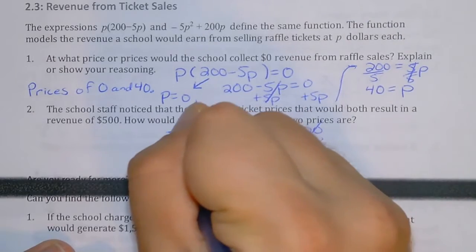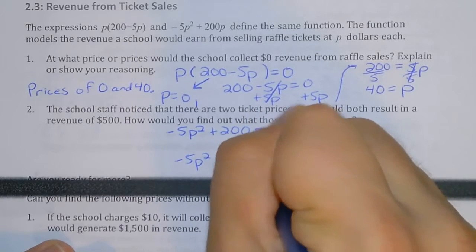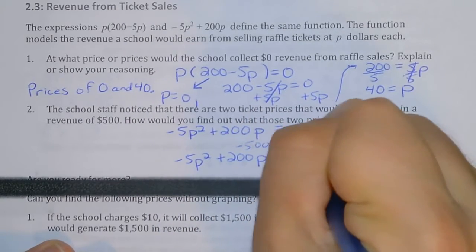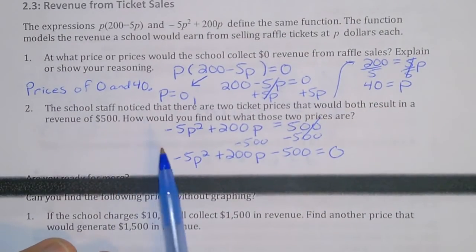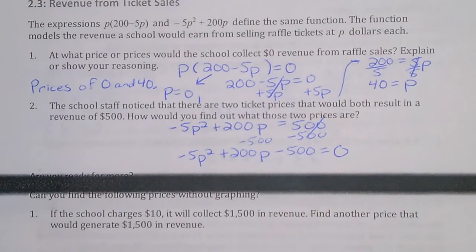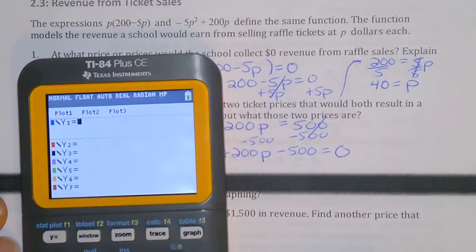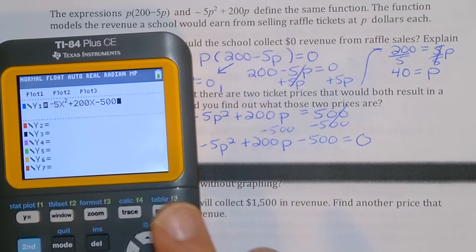So we would get negative 5P squared plus 200P minus 500 is equal to 0. And then we're going to use technology to solve this equation. So I'm just going to put in there negative 5x squared plus 200x minus 500. Then I'm going to graph that.